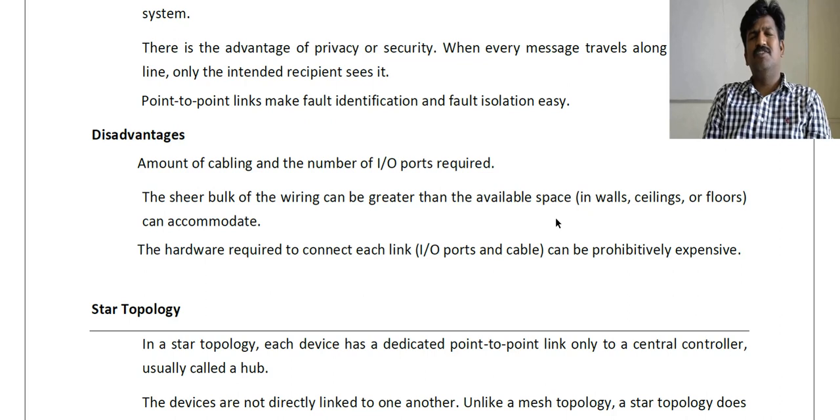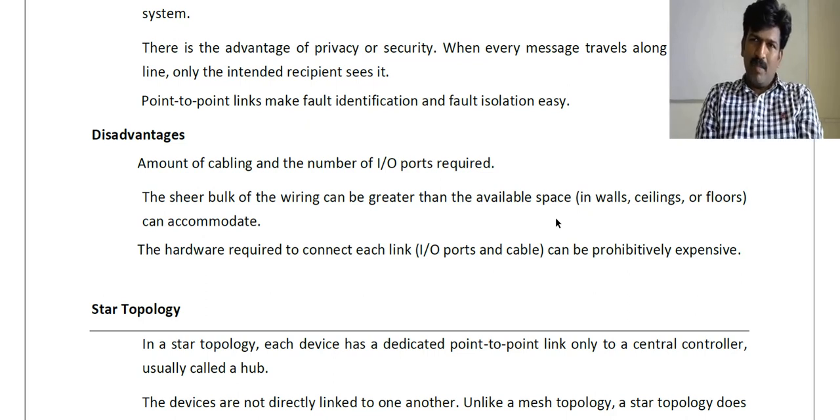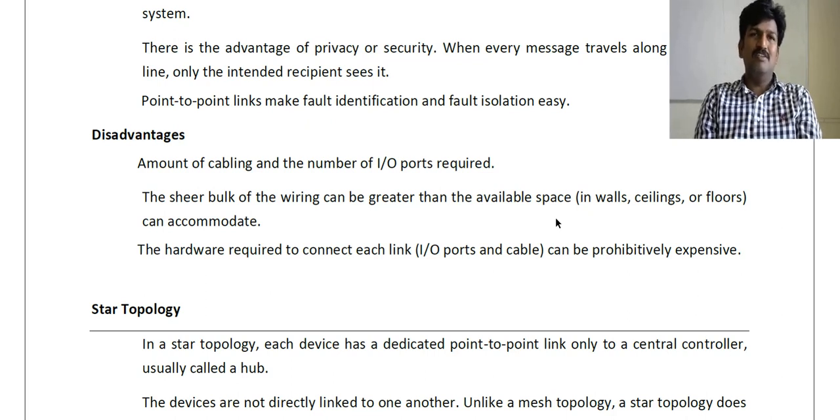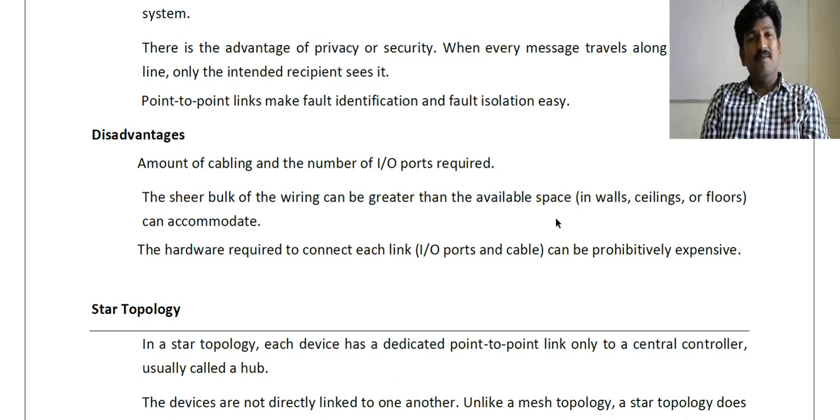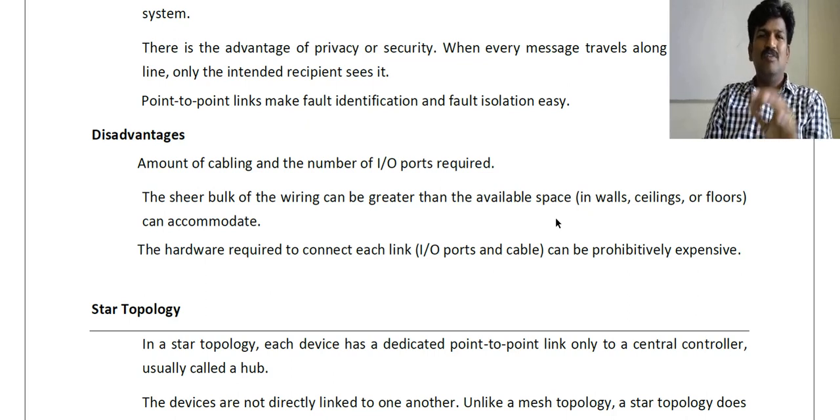The first and foremost disadvantage is this. Let me consider n is 100, that is 100 computers are in the network. Node 1, the computer 1, needs to connect to all the remaining 99 computers. So computer 1 needs a dedicated link individually for each and every computer. How many dedicated links are needed for computer 1? 99 links.